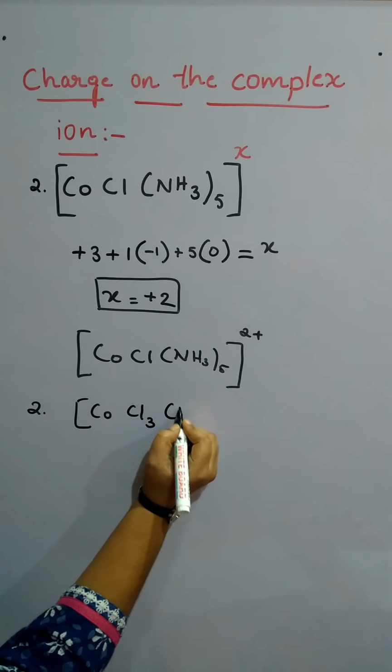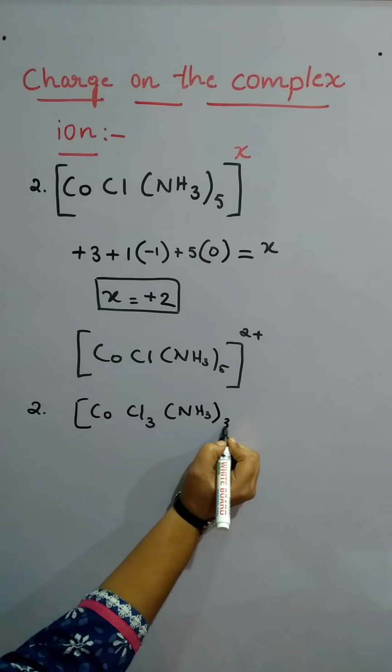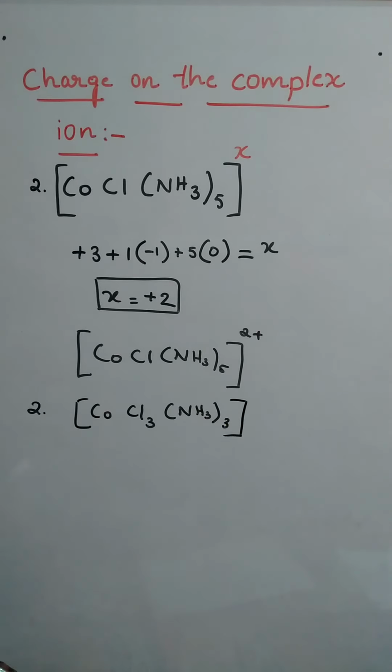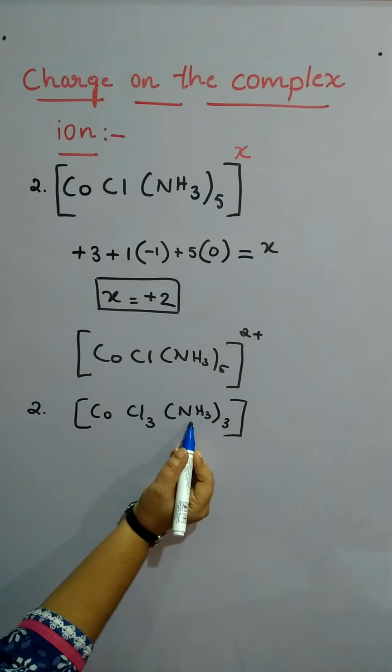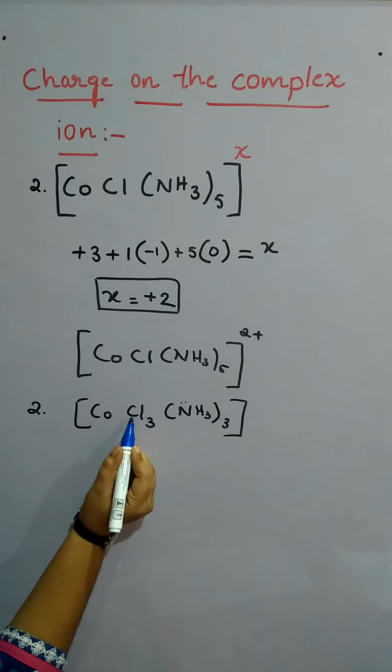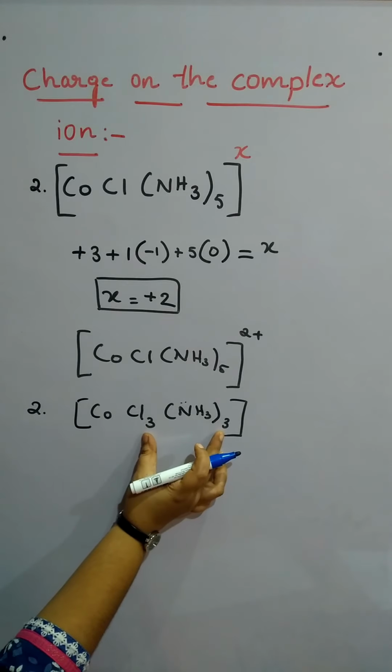Next example. So what is the coordination number of this compound? This is a monodentate ligand and this is also a monodentate ligand. So 3 Cl are there, and 3 NH3 molecules. So 3 + 3 is 6. So 6 is the coordination number.